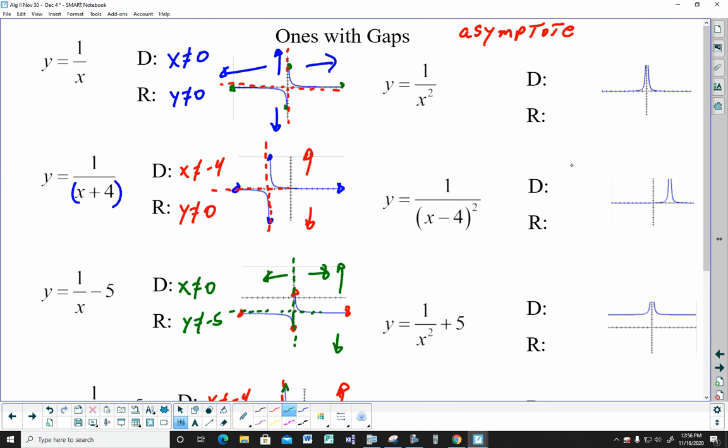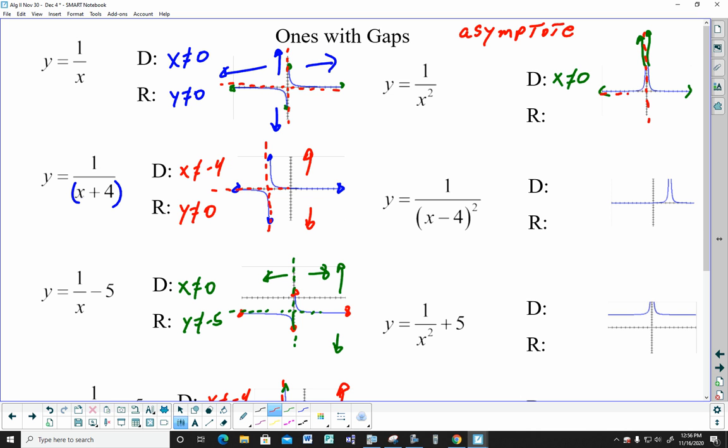I know it's long. I'm so sorry. 1 over x squared creates this graph. This doesn't join. These continue to go up, and they never touch, left and right. So domain, can you go as far left as you want? Yes. As far right as you want? Yes. But there's this gap in between. X cannot be 0. There's a vertical asymptote there.